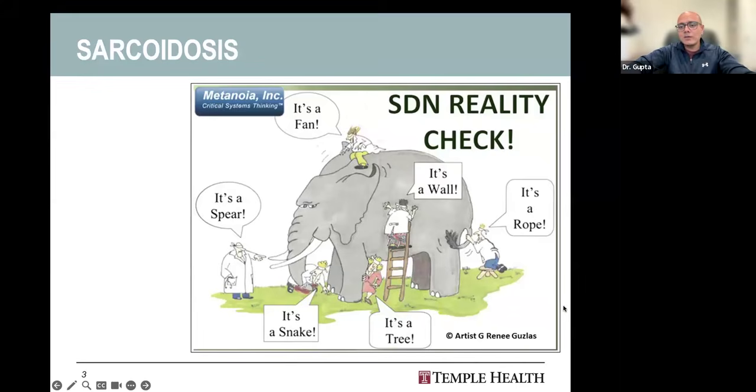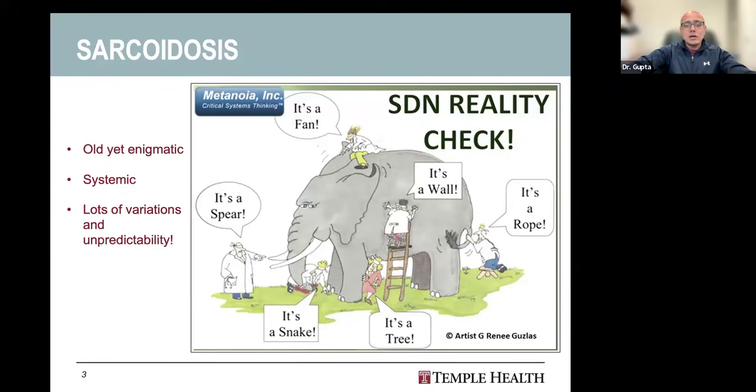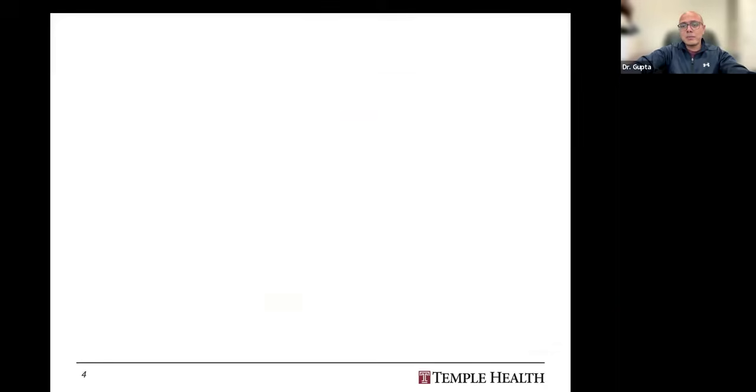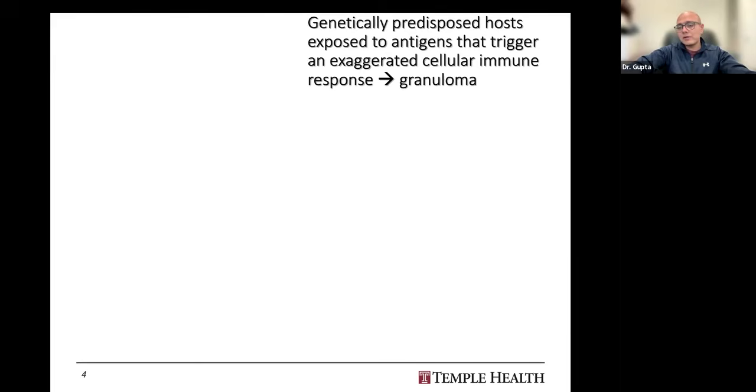So we have to be aware of it, but we don't have to be over anxious about everything. So it is an old disease. It remains enigmatic, though. It is a systemic disease, meaning multi-organ disease, or multiple organs can be involved in patients. It has a lot of variations and unpredictability. That's generally a rule rather than exception in this disease. It is found throughout the world, but variations again are present in the incidence and prevalence.